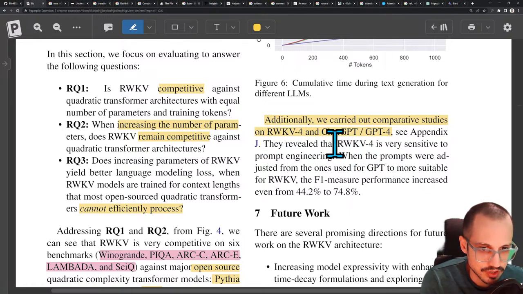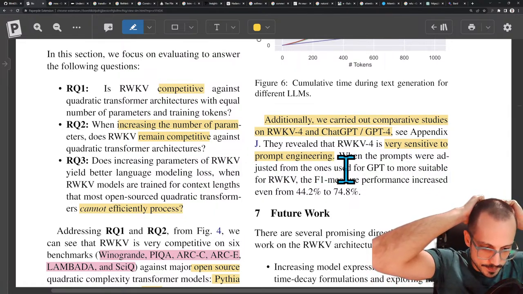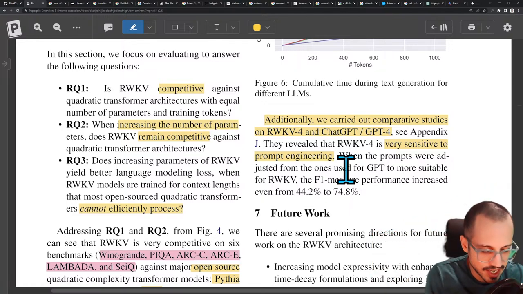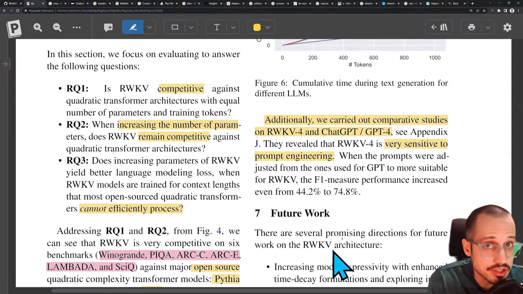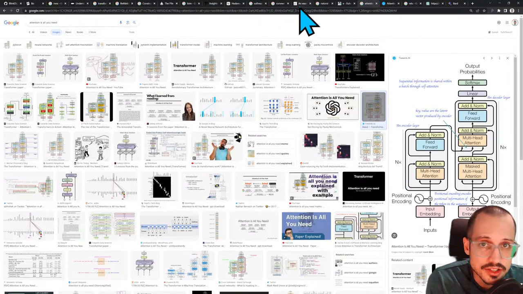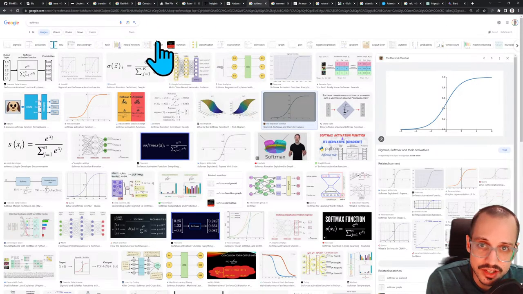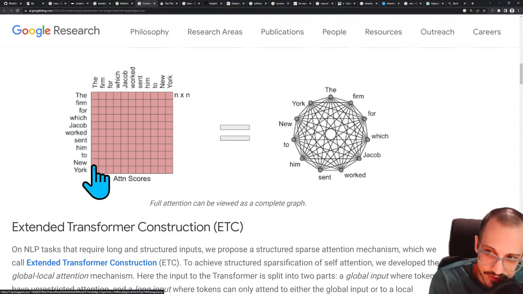RWKV4 is very sensitive to prompt engineering. That's not good. When prompts were adjusted... and why would that make sense? Actually, that makes a ton of sense, right? Because quadratic attention transformer models look at the entire sequence, so every part of the sequence pays attention to every other part. The spacing or the way that you put the words doesn't really matter, because all of them are going to look at all of them. If you switch some of these words, like you put the word sent up here and the word which down there, it would still have the ability for everything to pay attention to everything, so it doesn't really matter.